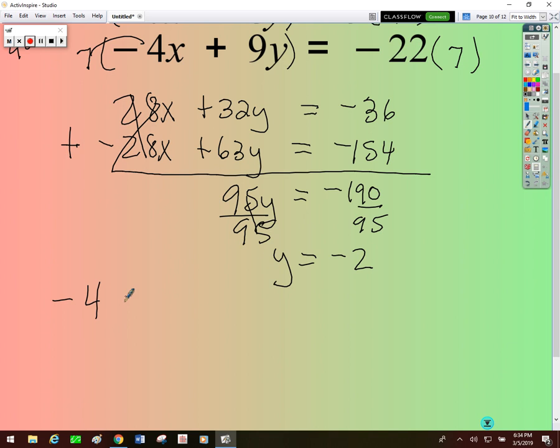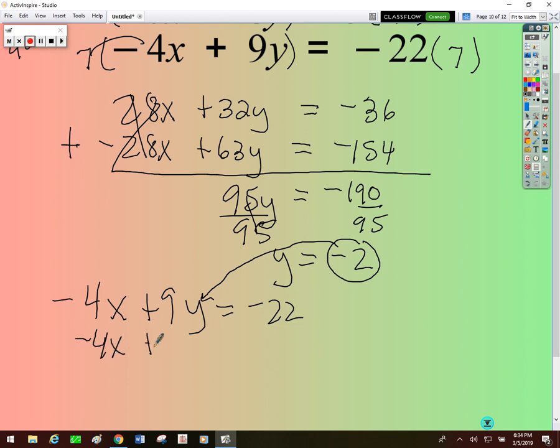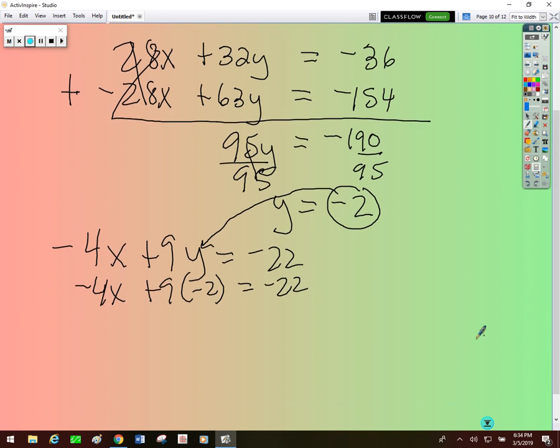So negative 4x plus 9y is equal to negative 22. Well, in this case, remember, y is negative 2, so it goes right here. So negative 4x plus 9 times negative 2 equals negative 22. All right. 9 times negative 2 is a negative 18. Bring down your equal sign and the negative 22.